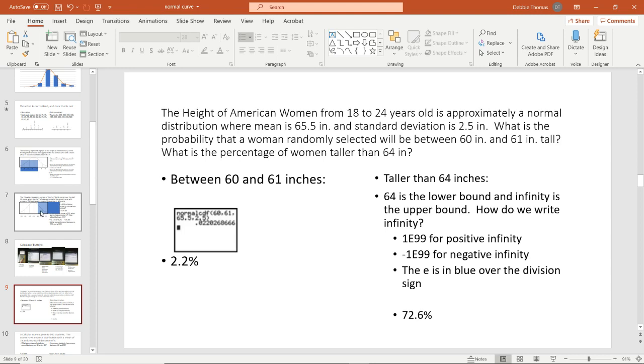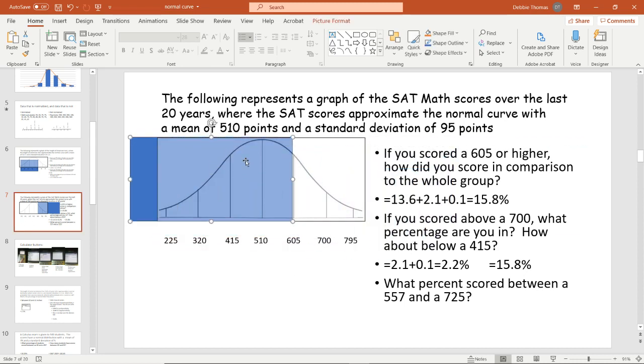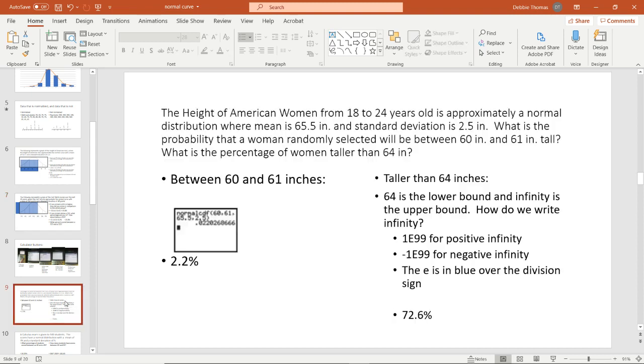Okay, so going back here, this would be my lower bound, and whatever the heck positive infinity would be, that would be my upper bound. Same thing if I went the other way. This would be an upper bound, and negative infinity would be my lower bound. So over here, I'm looking for taller than 64. 64 is your lower bound, and my upper bound is infinity.